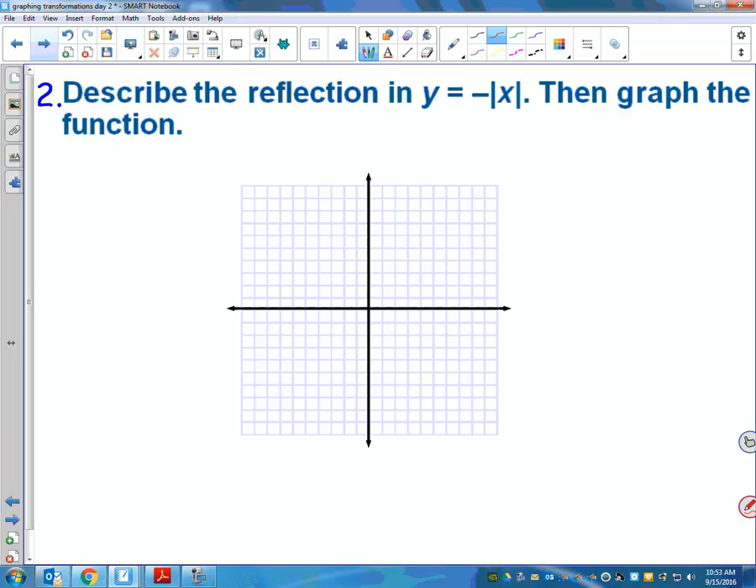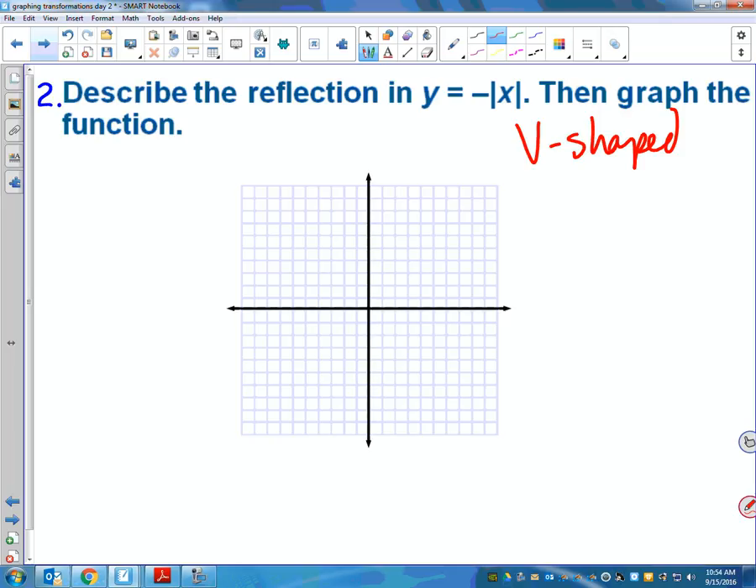What about this graph? What kind of shape does this graph always look like? How does absolute value always look? V-shaped graph. What does a negative in front of that graph mean is going to happen to my graph? It's going to be pointing down.